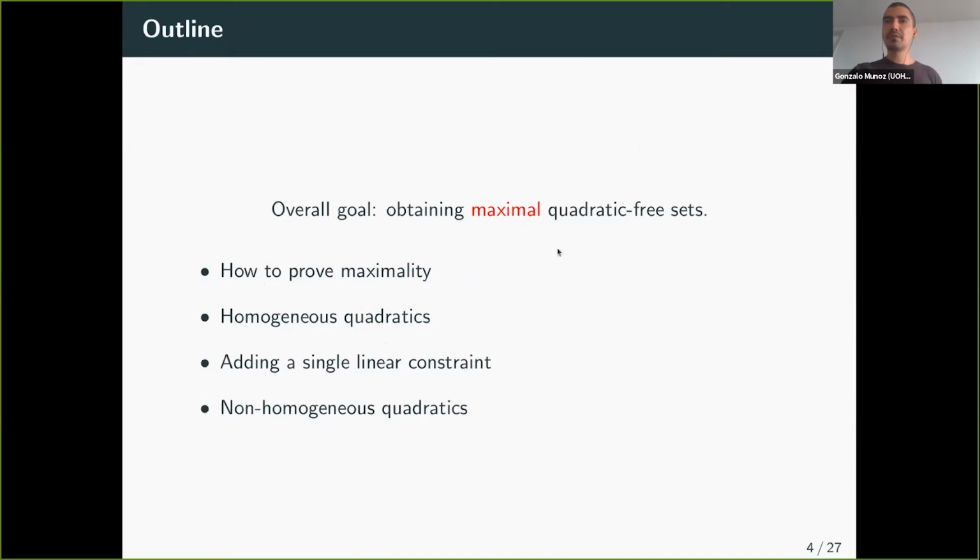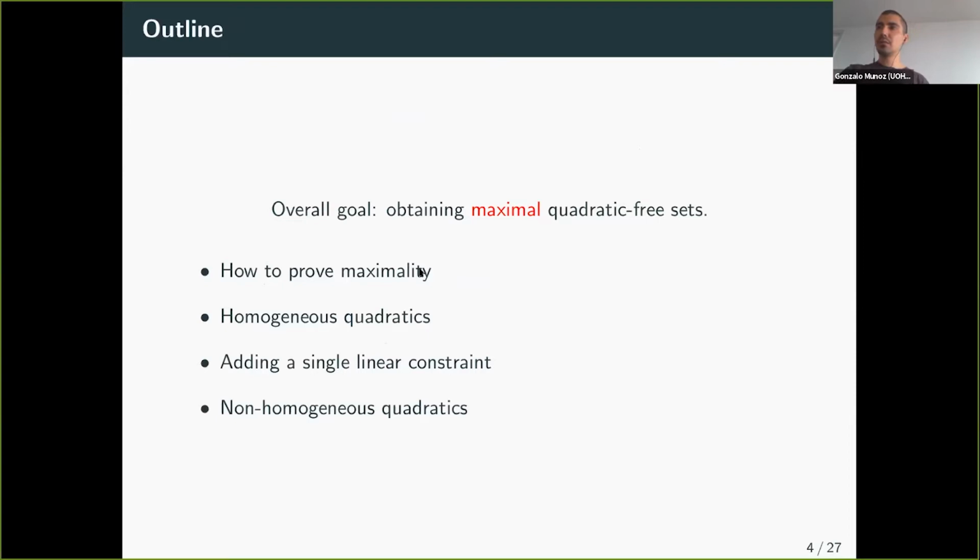So for the rest of the talk, what I'm going to do is show you how we can obtain maximal quadratic-free sets. So a convex set that will contain a point of interest and that will be maximal with respect to this quadratic set that is defined with one quadratic inequality.